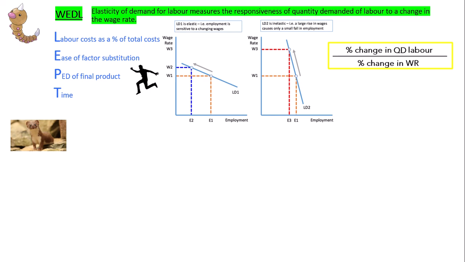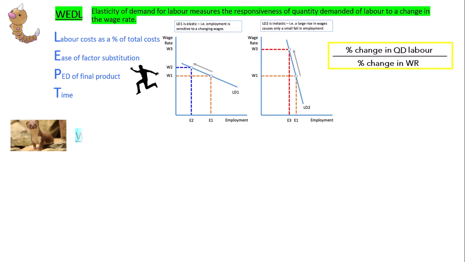And time as well. Time kind of implies or affects all of them. If the firm has more time to respond or to wait for new technologies to develop, it will have a more elastic response. If they don't have a lot of time, they might have to hang on to workers, and therefore it might be a fairly inelastic demand for labour in the short run.